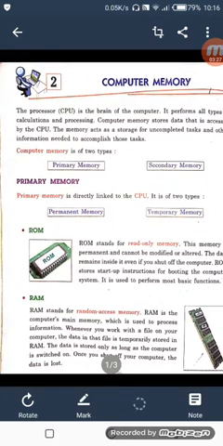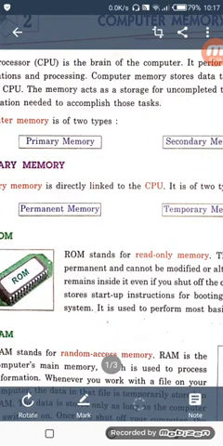First of all, let's study what primary memory is. Primary memory is directly linked to the CPU. The memory that is directly in contact with the CPU is called primary memory. We also have two parts in primary memory: first permanent and another temporary. Now what is the meaning of permanent and temporary? Let's study this. First of all, I will show you a chart.